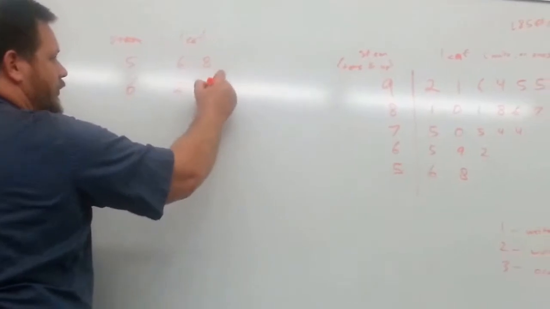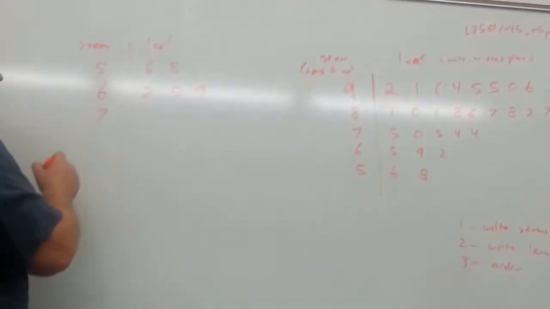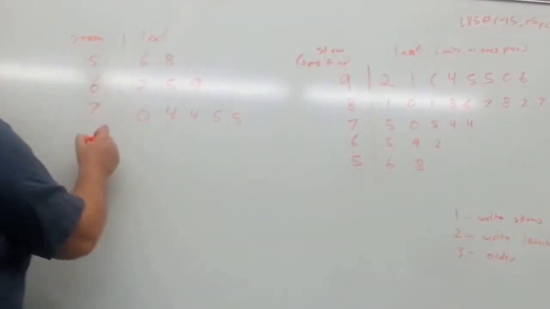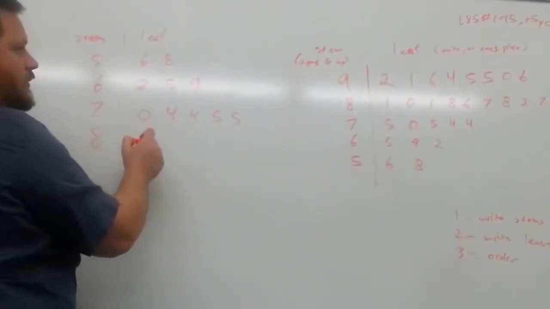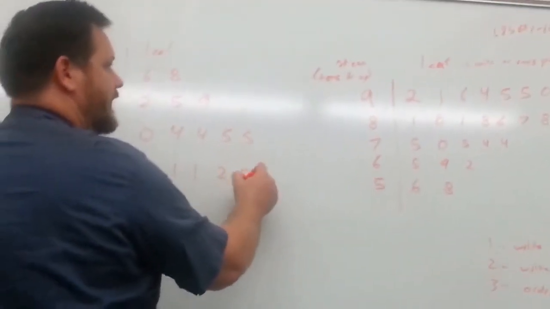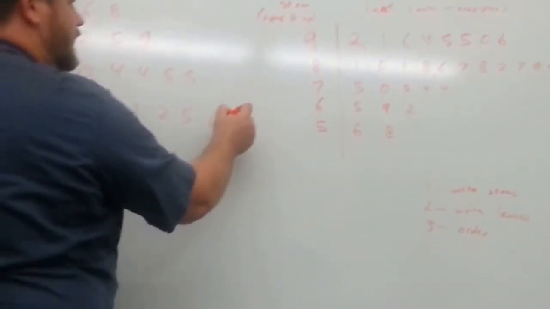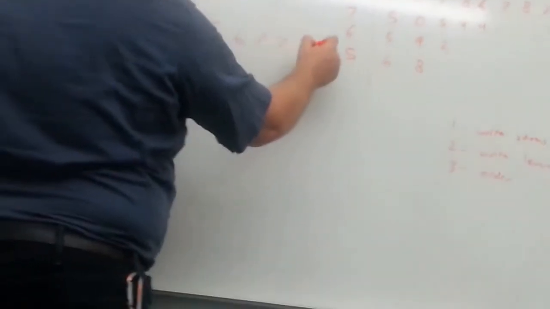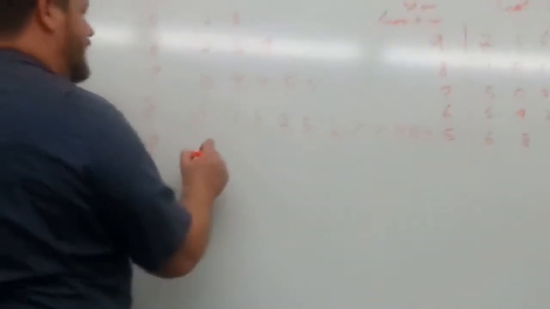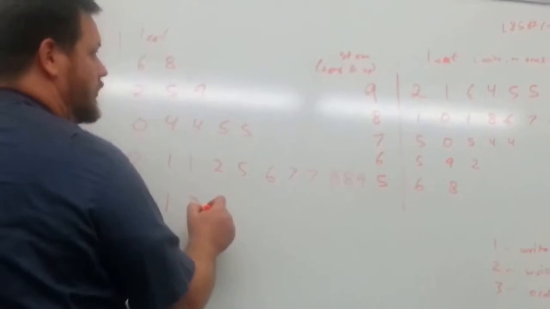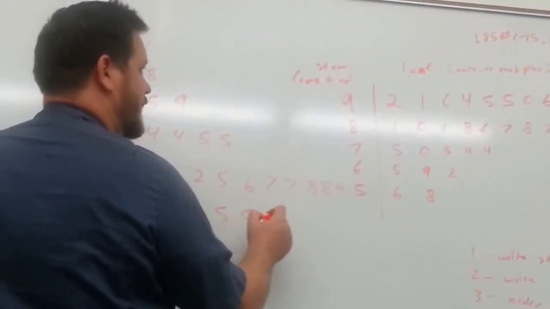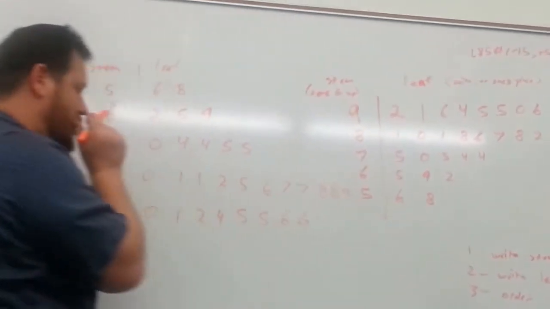Let's put them in order. So 2, 5, 9. In the 70s, we have a 0, 2 4s, and 2 5s. The 80s, we have a 0, 2 1s, a 2, a 5, a 6, 2 7s, 2 8s, and a 9. That one got really long. And in the 90s, we have a 0, a 1, a 2, 4, 2 5s, and 2 6s. There we go.